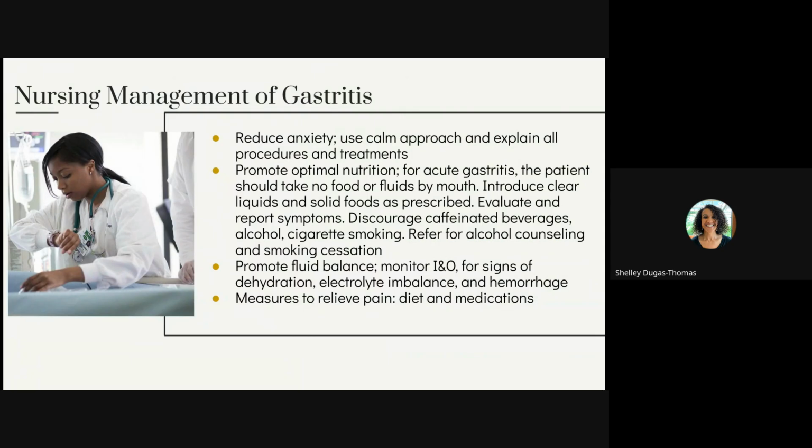Reducing anxiety through a calm, reassuring approach and clear explanations. Promoting nutrition includes withholding food and fluids during acute episodes, then gradually reintroducing clear liquids and solids, avoiding caffeine, alcohol, and smoking, and providing counseling as needed. Maintaining fluid balance by monitoring intake and output and watching for dehydration, electrolyte imbalance, or bleeding, and relieving pain through prescribed diet modifications and also medications.